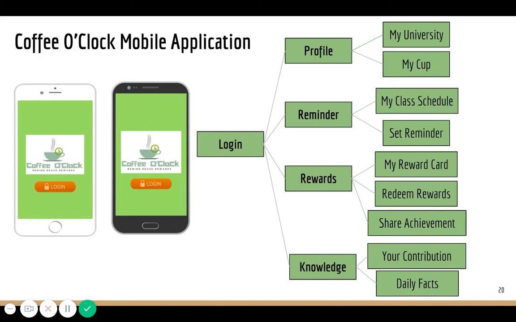From there, they will also be able to see the list of on-campus cafes available in their university. For the My Cup section, they can also upload a photo of their cups. Next, in Reminder, it will allow students to add in their class schedule and set reminders for the days they would like to purchase coffee at university.